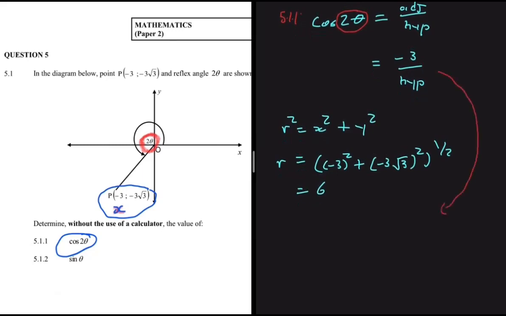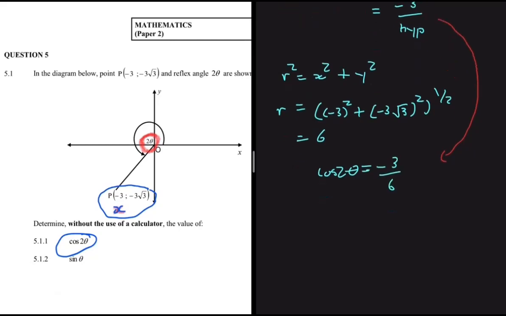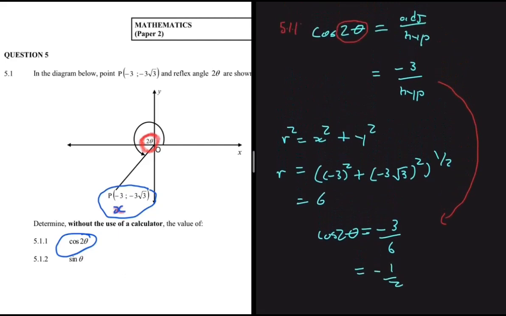So right now we're just saying that cos of 2 theta is equal to minus 3 divided by 6, and then that should be equal to minus 1 divided by 2. And as simple as that, we have solved our problem. But if you had not analyzed the question and realized that the reflex angle is 2 theta, you are going to do something completely wrong, right?